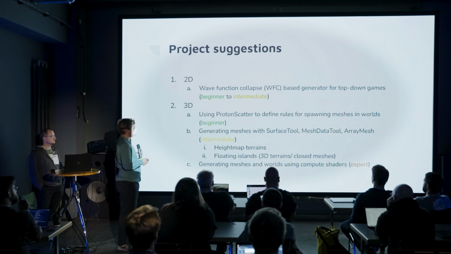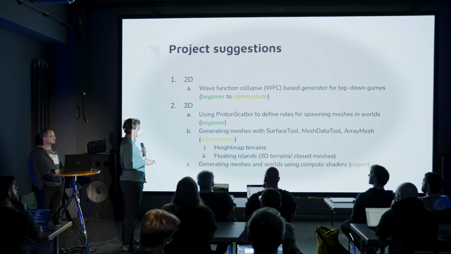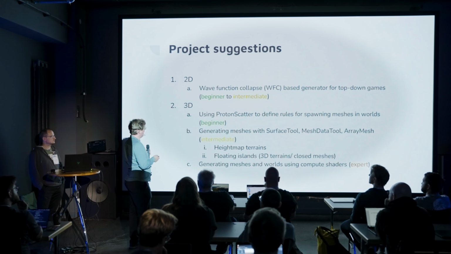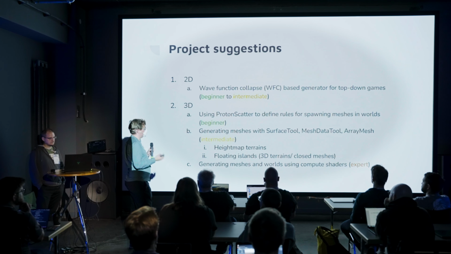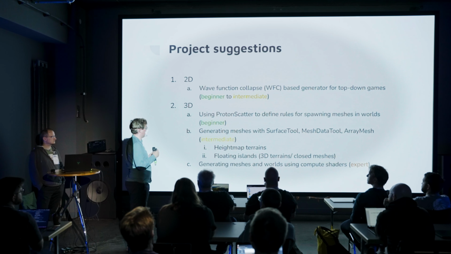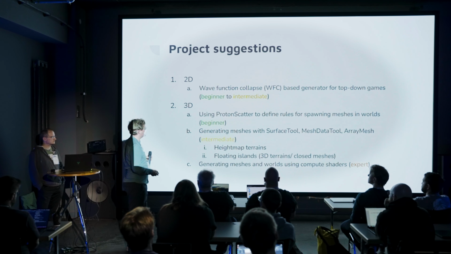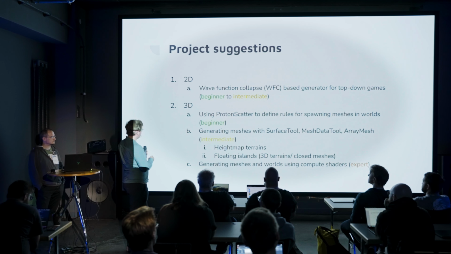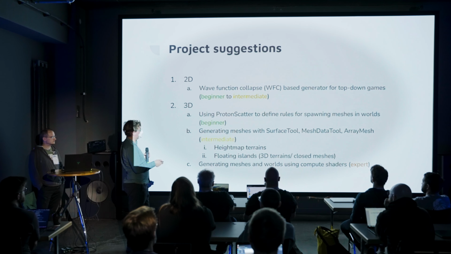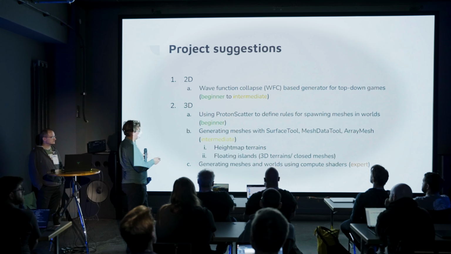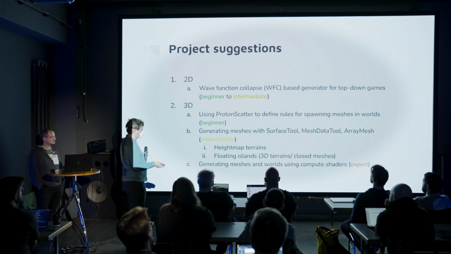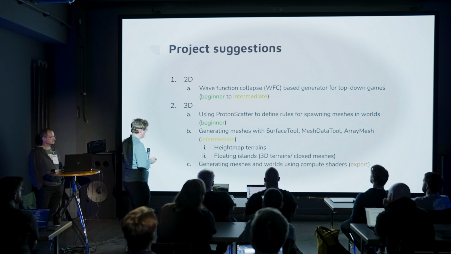So there's one that is less code-focused and more UI and trying out the tools, which is using Proton Scatter. You create your own world based off of existing meshes that you then spawn in procedural ways. The second project would be to actually generate your own meshes. That could be landscapes, that could be other things, with those tools that Godot already provides that make it very easy to make your own geometry just using code.